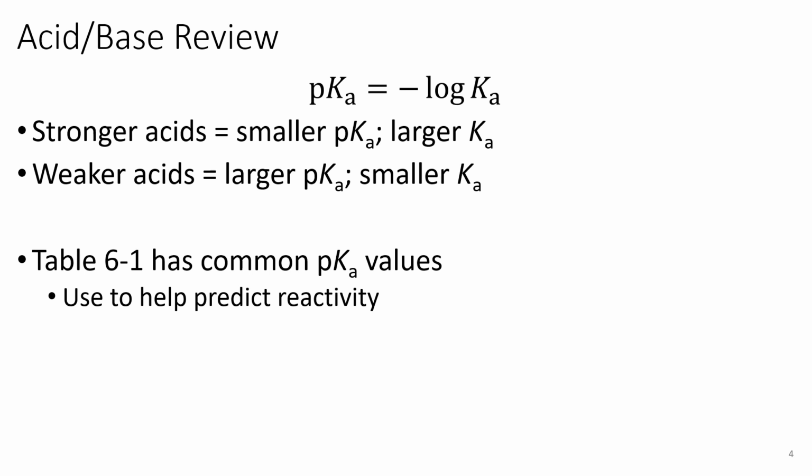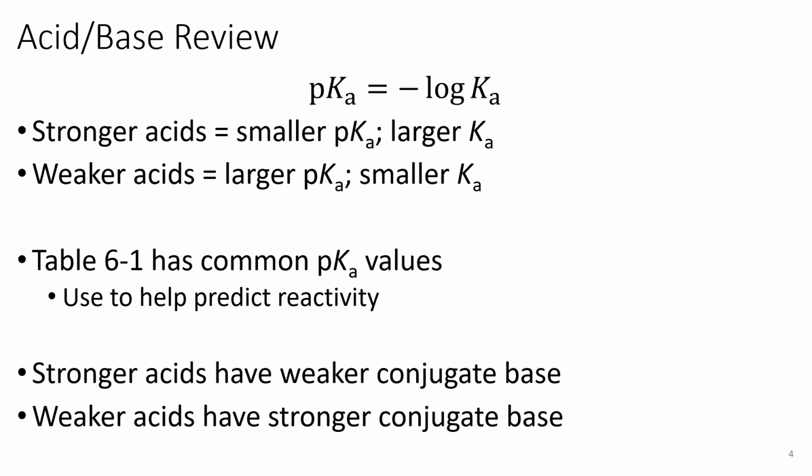Table 6.1 has some common pKa values for you in your textbook, or you could just look up a table of Ka values on Google, and you will get a wide range of them for most common acids and bases, especially organic acids and bases. You do not need to memorize any of these values, but you do need to know how to utilize them, because these values are going to help us predict the reactivity of our acid-base chemistry.